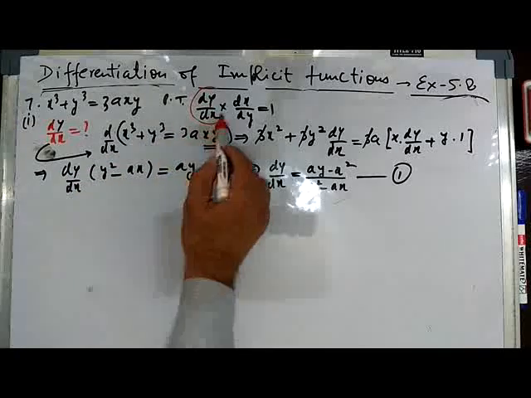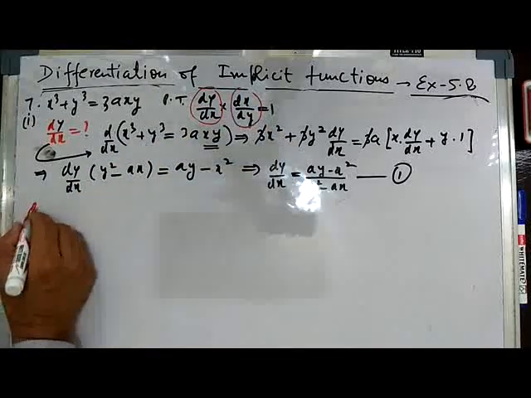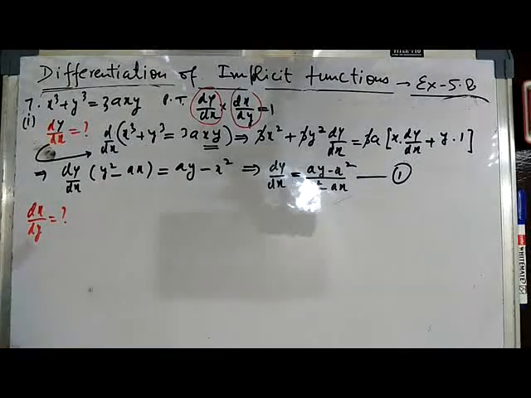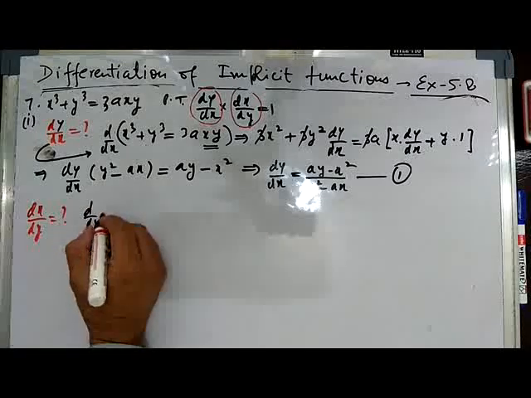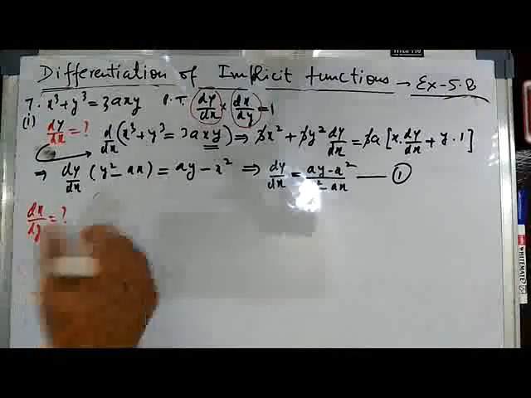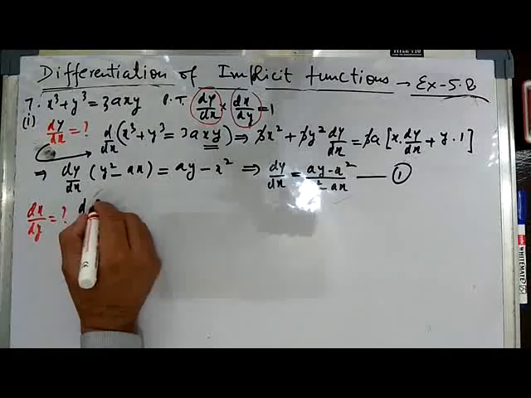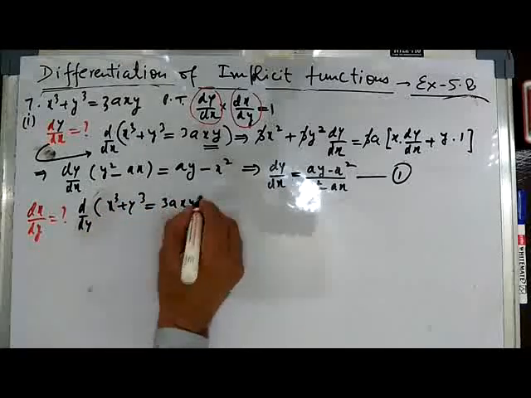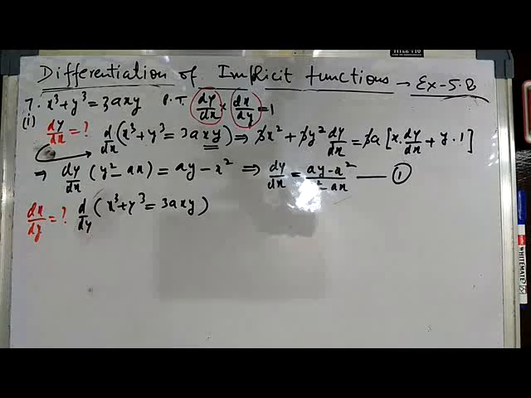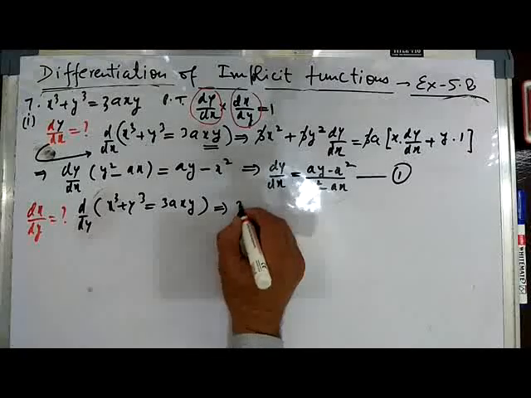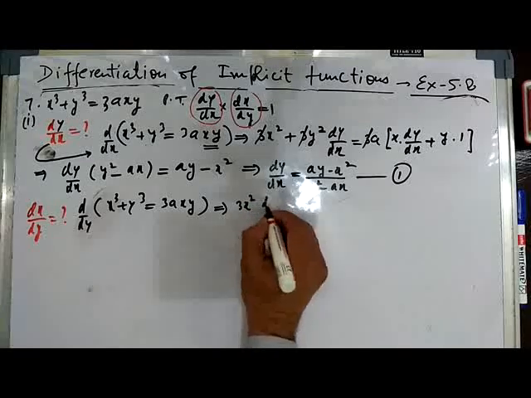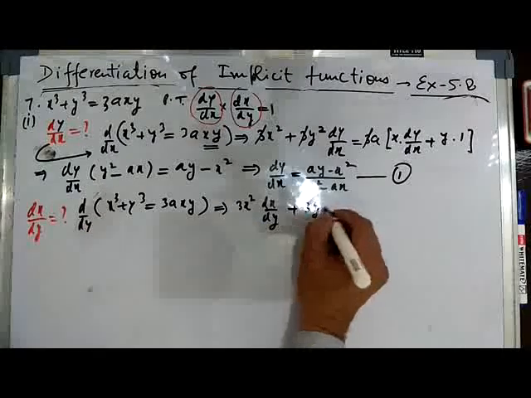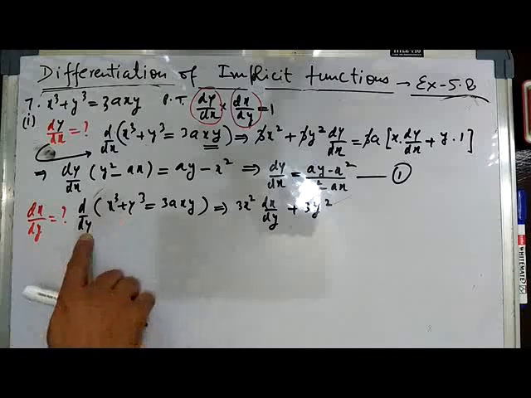Now we have found dy/dx. Well, we need to find dx/dy. To find this, we need to apply the differential operator d/dy. We need to apply the differential operator d/dy over x cube plus y cube equals 3axy. So now it is 3x square with dx/dy. The reason is that here x is differentiated with respect to y, but it will remain only 3y square because y is with respect to y.